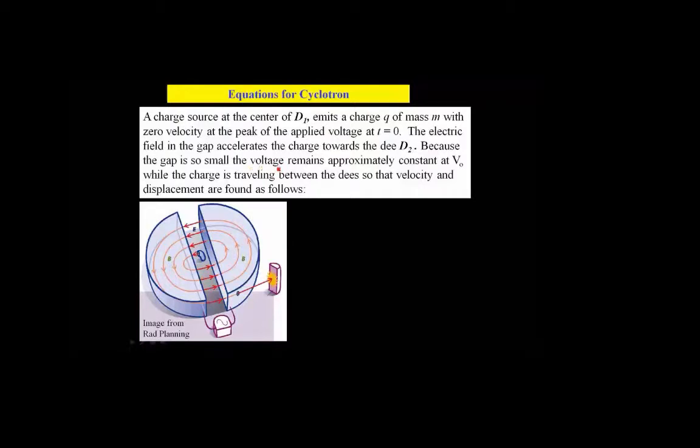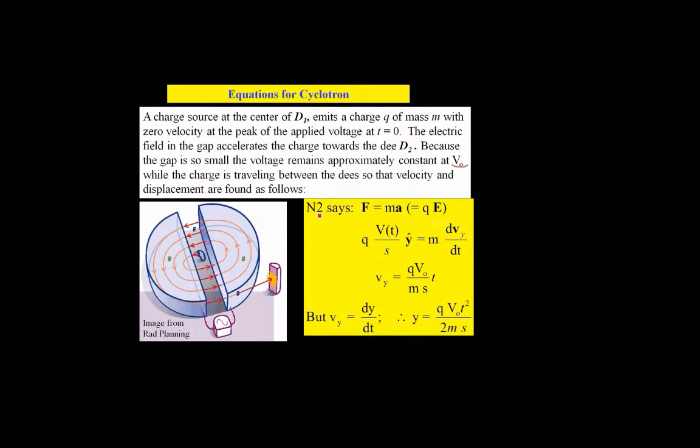Let's analyze in the gap. During the time that it's in the gap, the voltage is approximately constant, and so we'll set that equal to V0. While the charge is traveling between the D's, it's given an acceleration, and we can calculate, say, the velocity after it has gone through this displacement of S. So we start with Newton's laws, and it says that, of course, F equals ma, but what is the force? Well, it's equal to Q times E, and E is the electric field in the gap. So if we write down what this is in terms of the potential and the S to get the E field, then the force on the particle electrically is this, and that's going to be equal to the change in the velocity with respect to time.